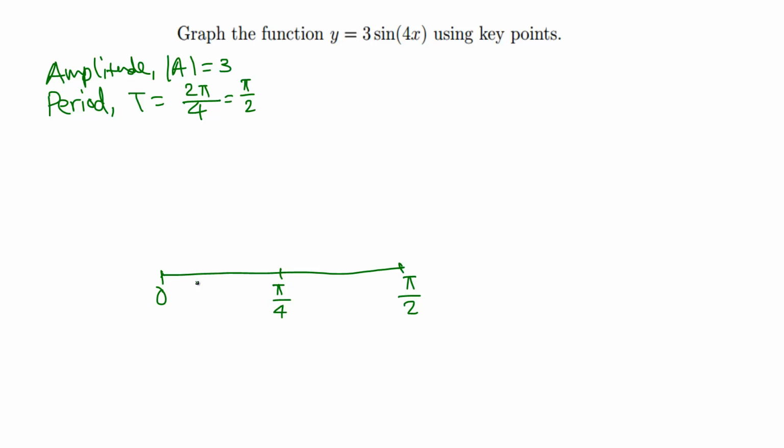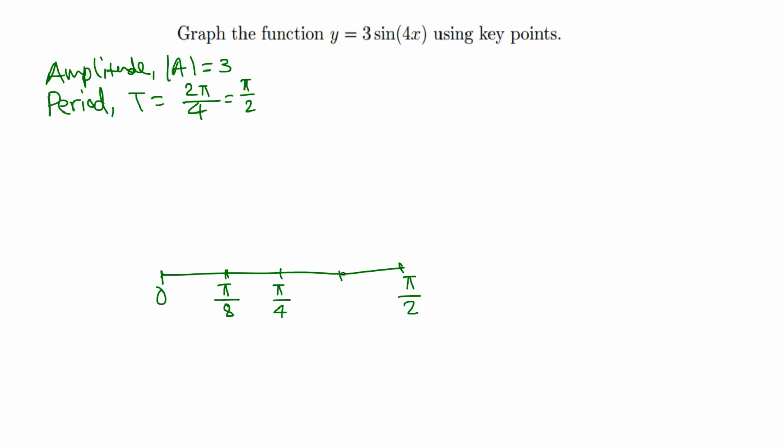Again, let's find the midpoint of these two. So 0 and pi over 4. The midpoint would be half of this, which is the same as 2 pi over 8, so the half would be pi over 8. Okay, half of 1/4 is 1/8.